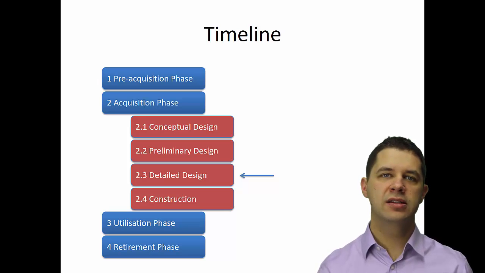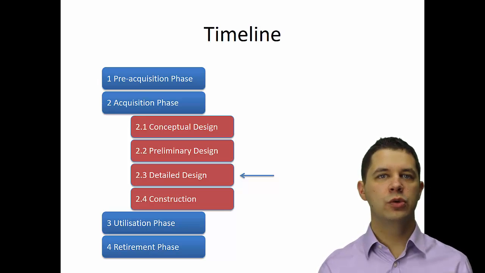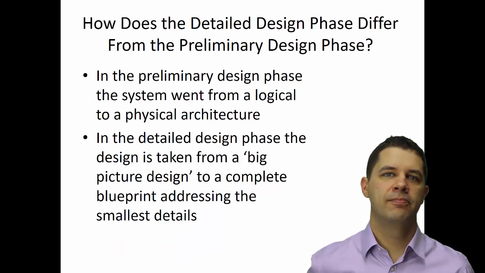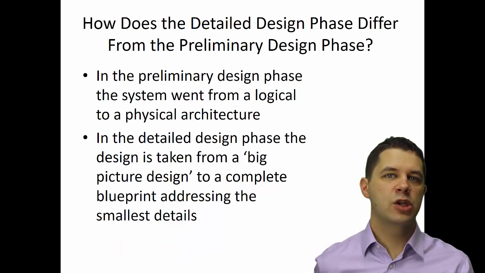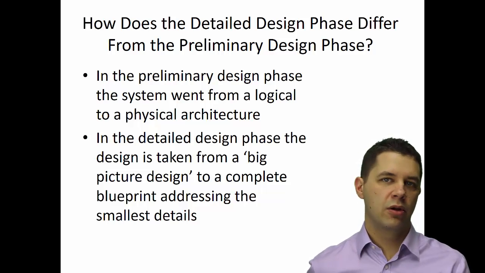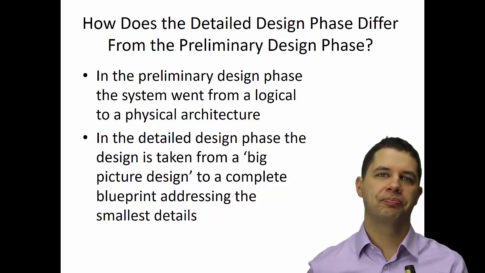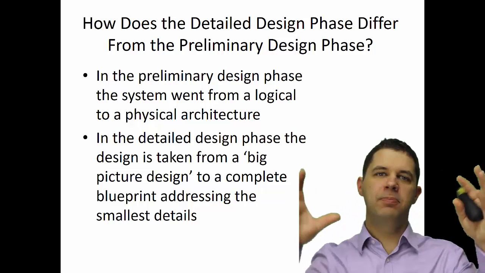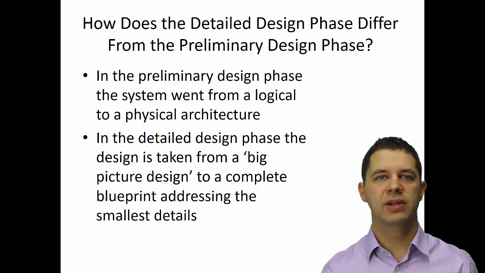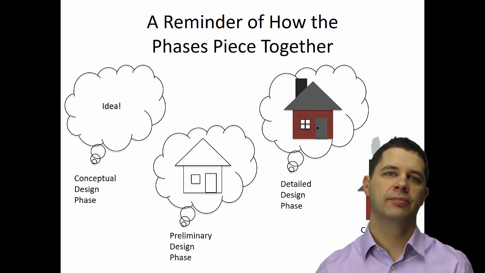We've done our conceptual design, so we know the logical design of what needs to be designed. We've done the preliminary design, so we've got a top level physical design, and now we move to the detailed design. And so in our preliminary design stage, we were translating our logical design, i.e. what we want, to our physical architecture, how we're going to do it. And now we're taking that big picture physical architecture design and creating a blueprint with all the small details, all the subsystem designs, and giving us a complete picture of what we're actually designing.